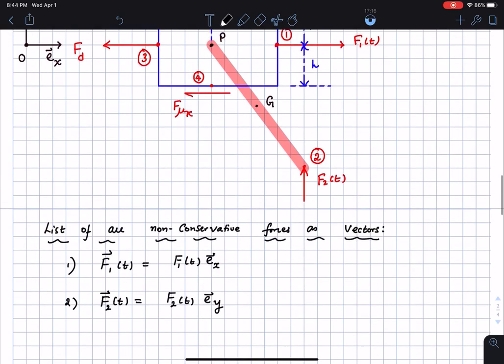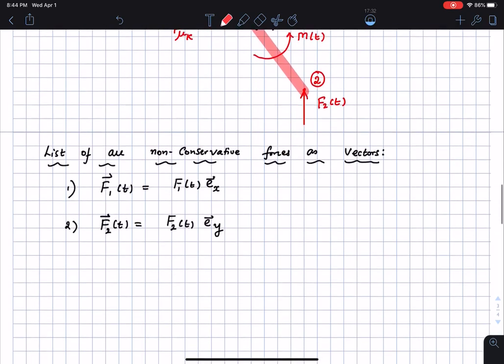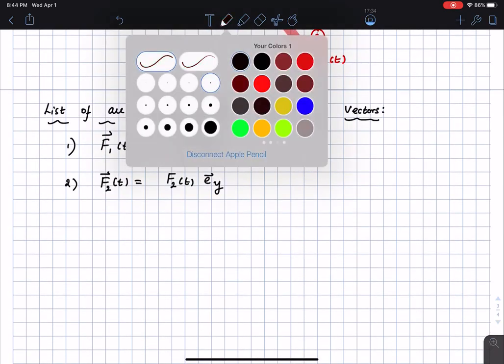And one thing I missed out on drawing on this figure is the torque that is applied on the pendulum. That is M of t, which is the applied torque. We need to keep track of that as well, because that's also a non-conservative quantity. Then I'm going to write the damping force, which is going to be Fd.